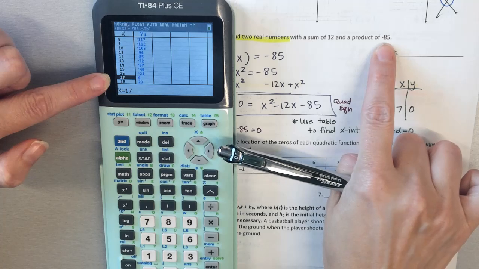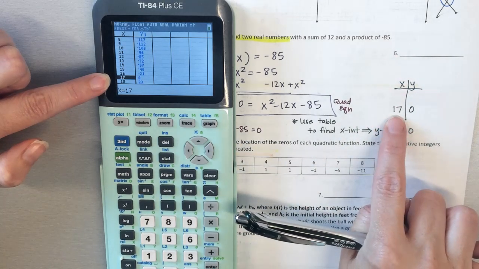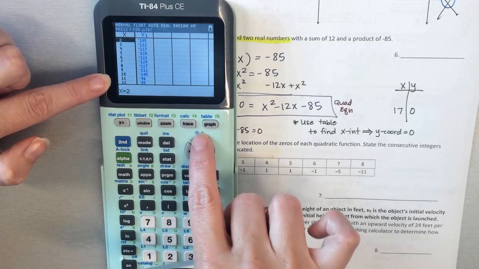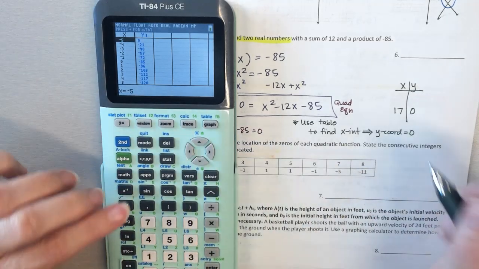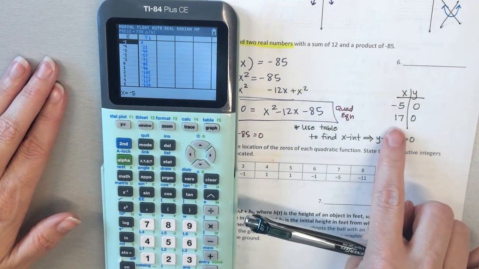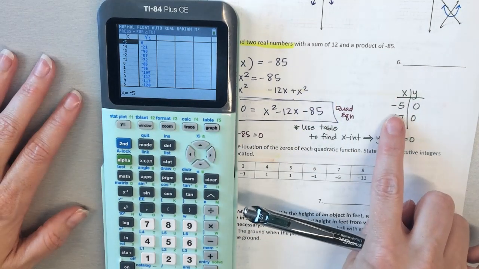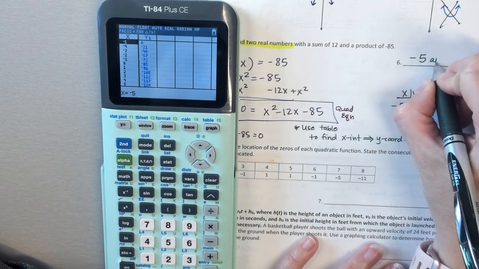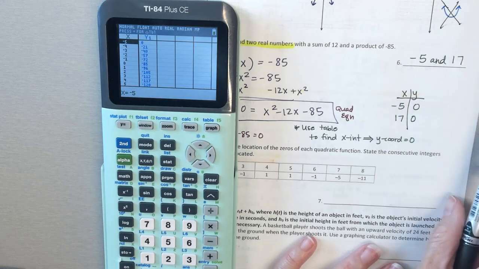If you know the product is a negative and this is positive, then you know your other number is what? A negative number. Okay, and then like I told you before, you can also just, if the sum is 12, 17 plus negative 5 is 12. You could think of it that way. So it's negative 5 and 17.